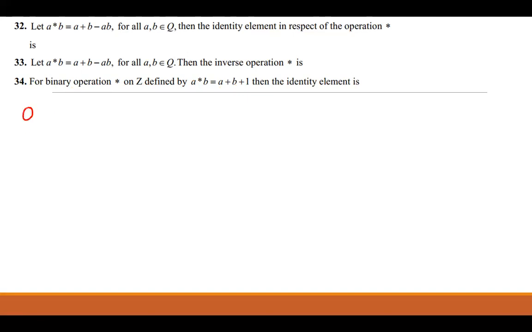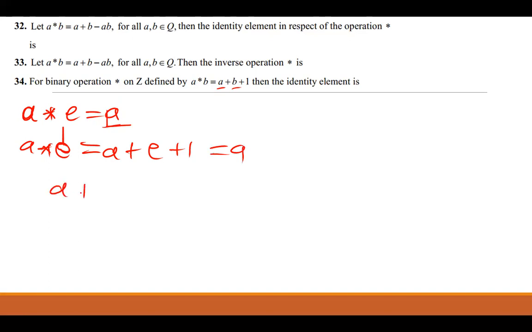We are always supposed to use this expression, which is A star E is equal to A. So I'm going to replace A star E in this expression. According to this expression, A star E will be A plus E plus 1. Where there's A, I'm putting A, and where there's B, I'm putting E. So this is supposed to be equal to A. I'm going to have A plus E plus 1 is equal to A. I'll take this A to the other side of the equal sign so that I remain with E plus 1 this side. So E plus 1 is going to be equal to A minus A.